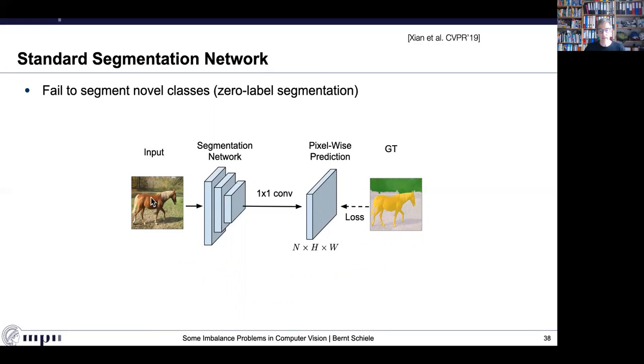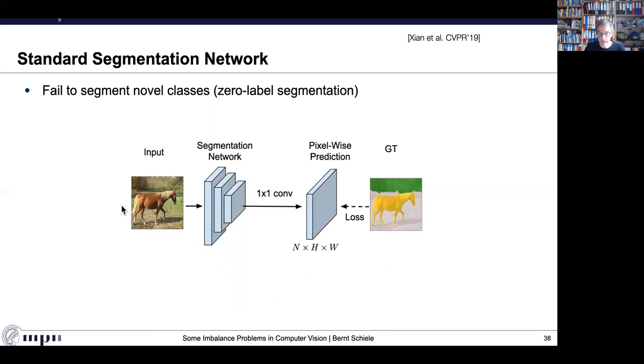The standard pipeline is that we have an input image. We have some segmentation network, your favorite segmentation network. At the very end, you have a one-by-one convolution so that you get pixel-wise predictions over all the classes you're interested in. And if you have the ground truth, you use the classic cross-entropy loss, for example, to backpropagate here to improve the network's performance.